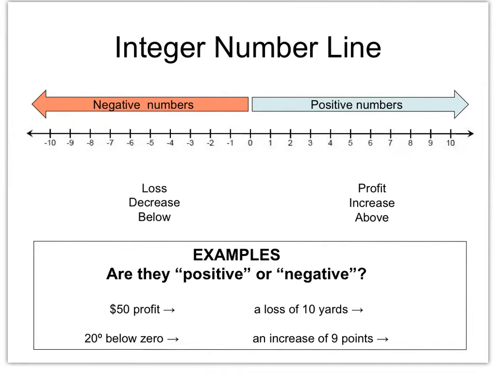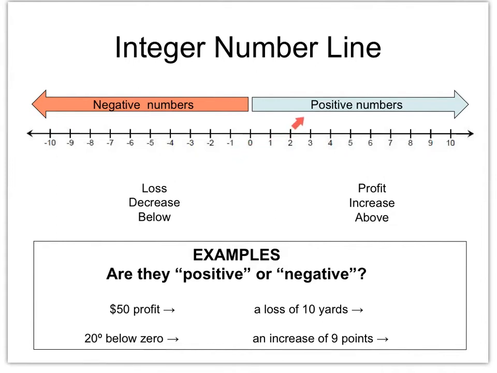All right, let's just review our number line now. Numbers that are greater than 0 are positive numbers and they go off to infinity. Numbers that are less than 0 are negative and they go off to infinity. 0, however, is neither positive nor negative.